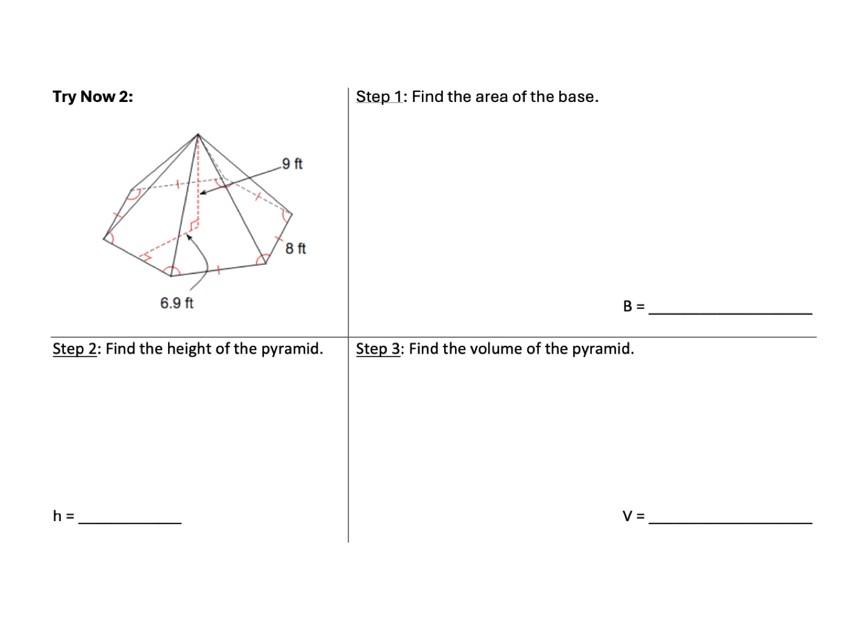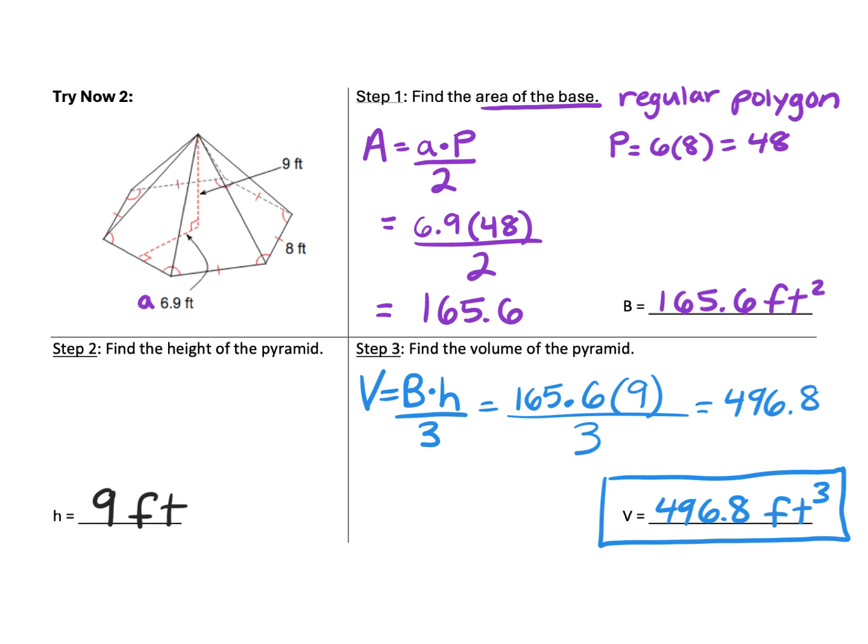Here is your solution. The area of the base, apothem times perimeter divided by 2, you'll end up with 165.6. The height is 9 feet, and then plugging those values into the volume equation, you should have ended up with 496.8 cubic feet.